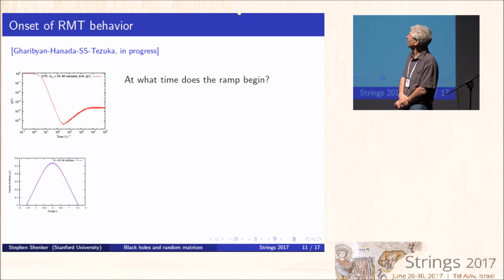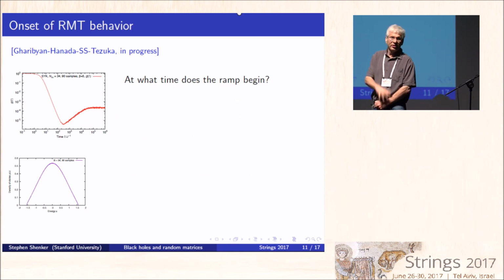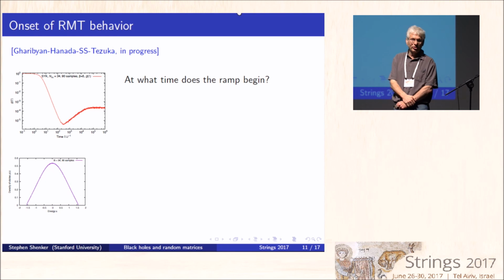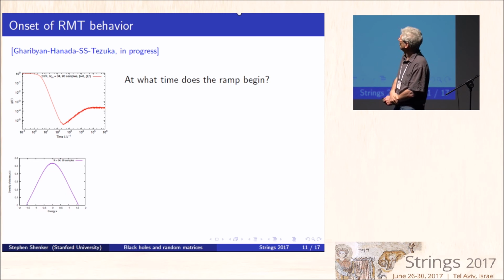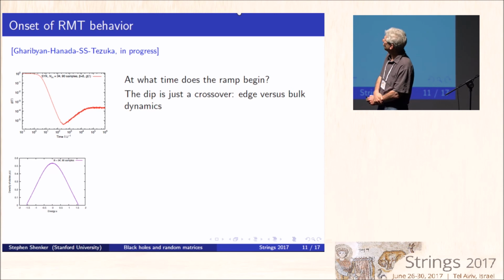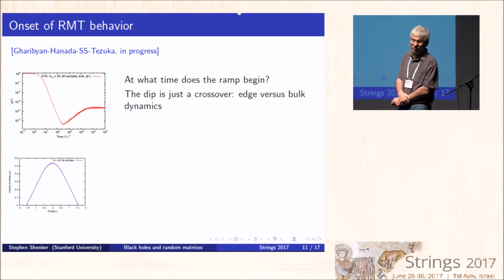But in the remainder of the time, I want to talk about another feature that helps guide us for what to look for, and that's a timescale question. And the question is, at what time does this ramp begin? Well, you might think it's just this dip, but that's really not the case. This is just a crossover when gravity stops hiding the underlying signal.